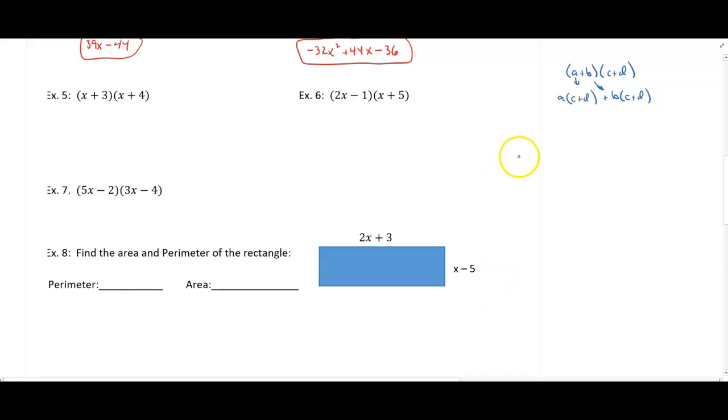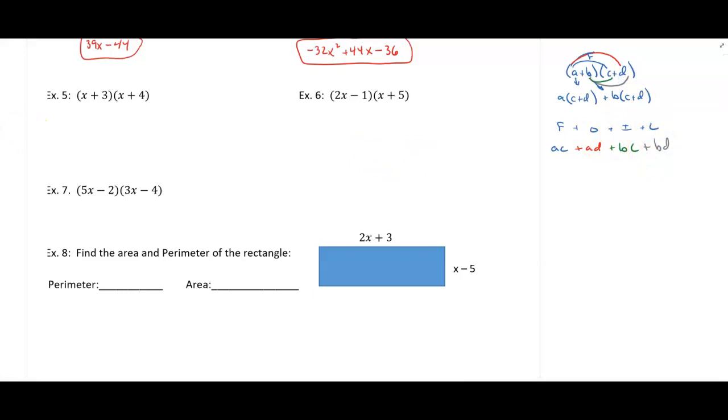Now you guys might remember this as FOIL, where it's first plus the outer plus the inner plus the last, where here's your first terms, A and C, right? Your outer terms would be A and D. Your inner terms would be B and C. And then your last terms would be the last in each one, which is plus BD.